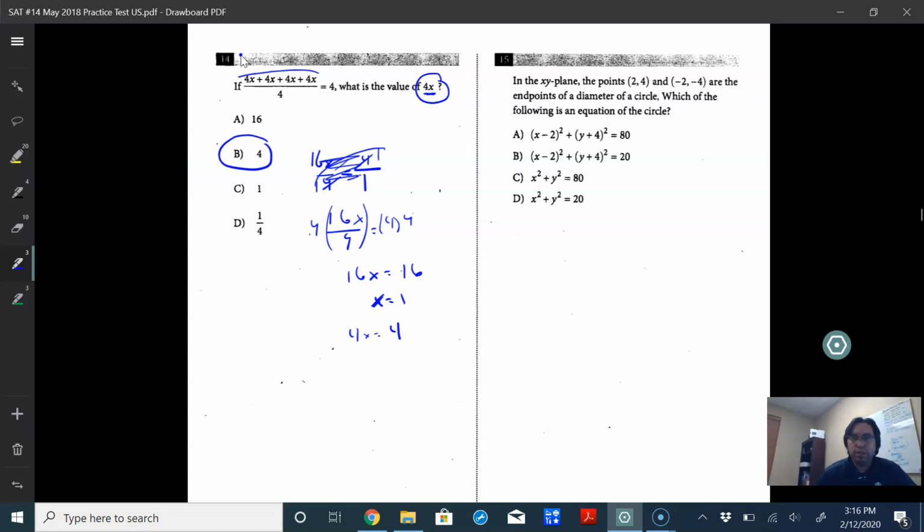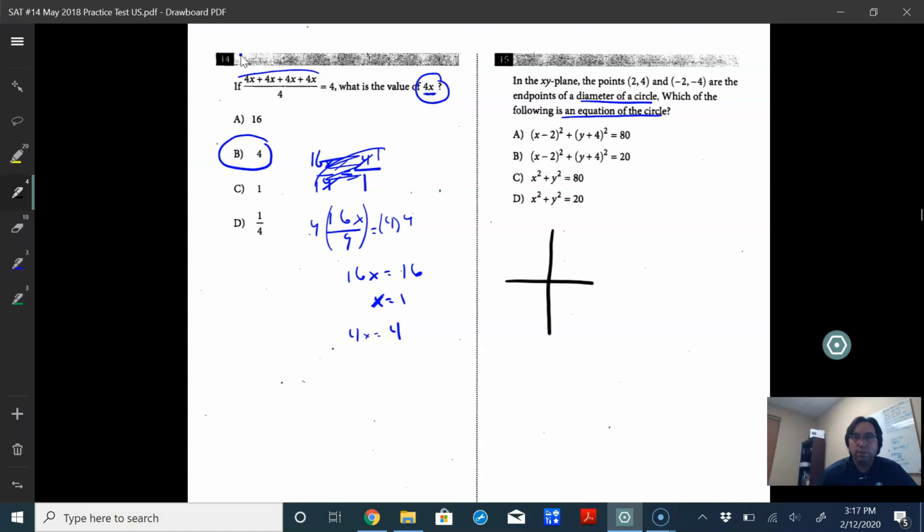All right, let's look at this last one that we have here in the answer choices. It says, in the xy plane, the points (2, 4) and (-2, -4) are the endpoints of a diameter of a circle. Which of the following is an equation of the circle? First, what I suggest that you do is draw out your xy plane. It's not a very good line, so let's try that again. Let's have some contrast here. Let's draw the things that we have here.